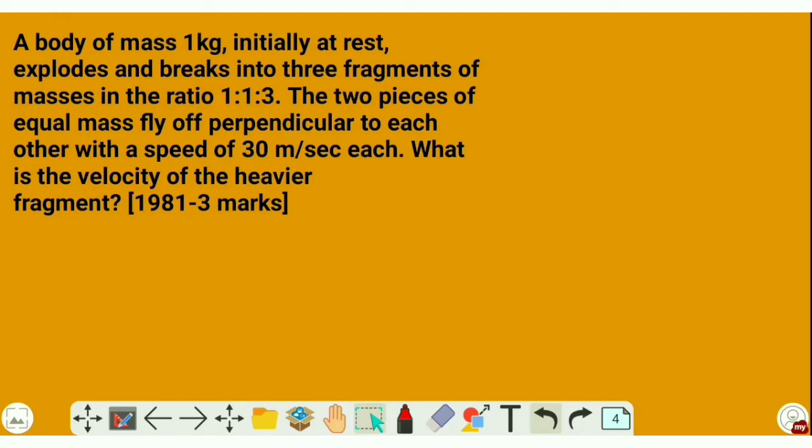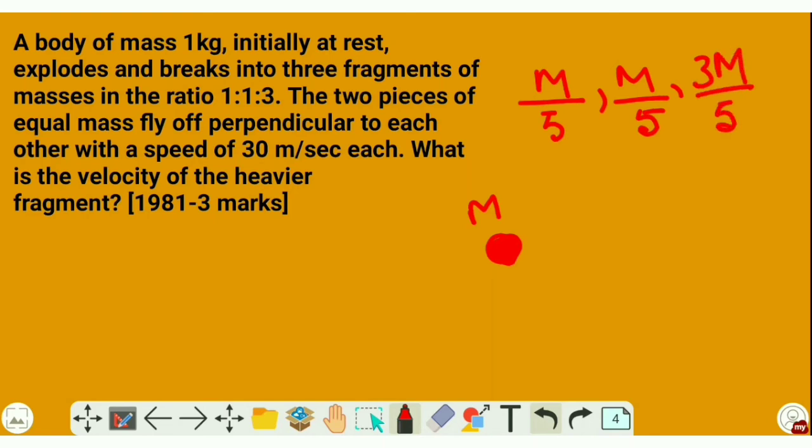Okay, first understand the problem. Before the explosion, this was a body of mass, let's say, capital M. Now after its explosion, it breaks into masses 1:1:3. That means one is of mass M by 5, one is of mass M by 5, and the other mass is 3M by 5.